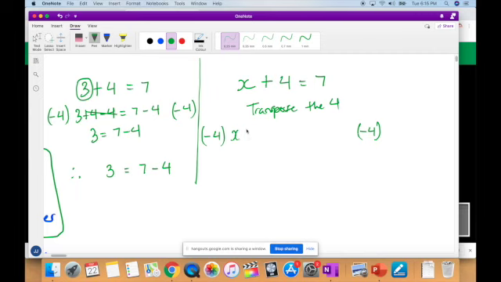So now I'll have x plus 4 minus 4 is equal to 7 minus 4, and these 4's will cancel, so I'll have x is equal to 7 minus 4. So look, we have transposed the 4. We threw across the 4, and now it became minus 4. But this is why. What we are actually doing is removing or minusing the 4 from one side of the scale, which means we have to minus the 4 from the other side.